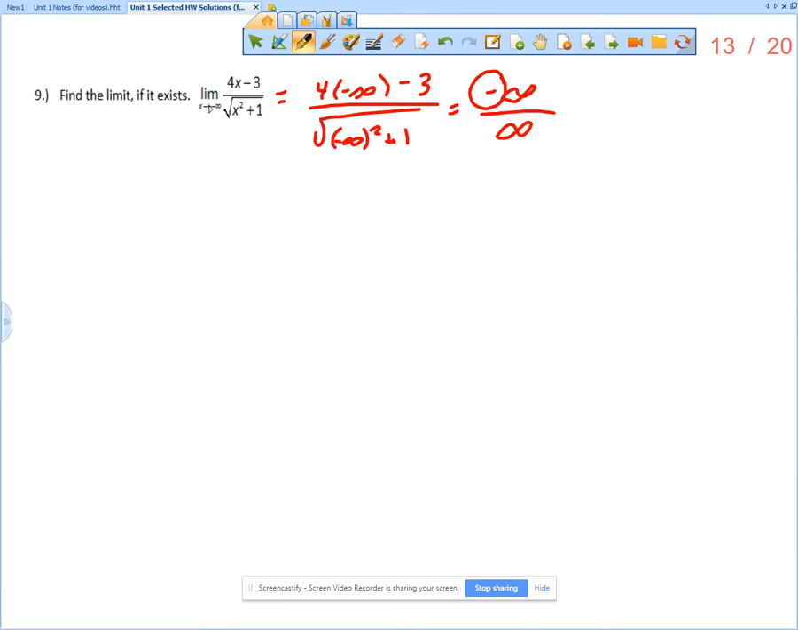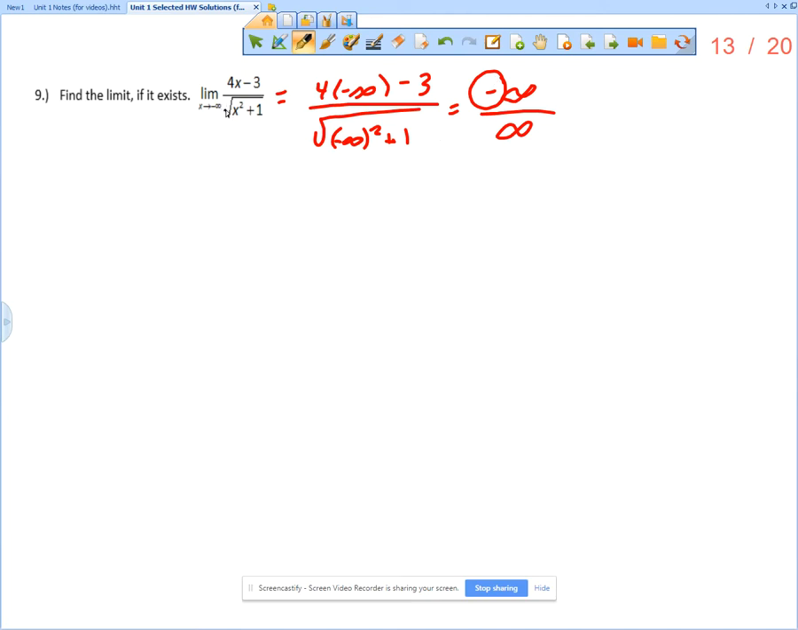As you plug in more and more negative numbers, like negative a million, negative 10 million, negative billion, whatever, this result is always going to be a negative number. All right, so now, how do we deal with infinity over infinity? Well, we're going to divide by the highest power of x.